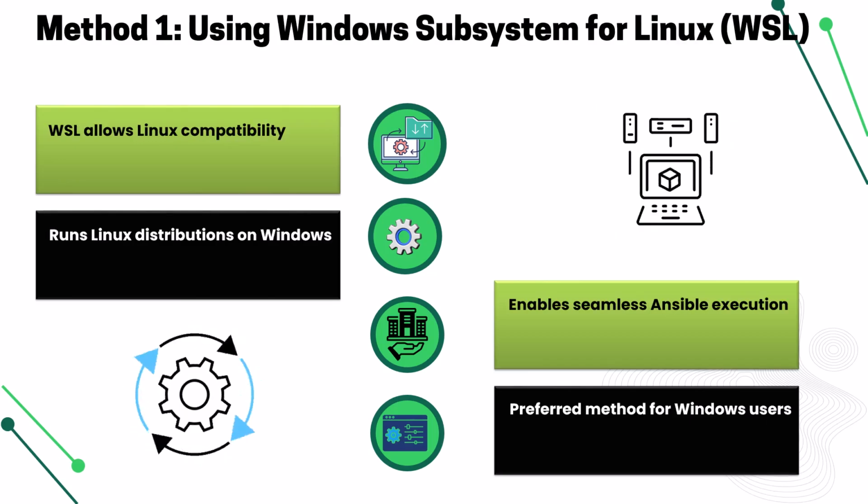WSL, Windows Subsystem for Linux, is our go-to method for running Ansible smoothly on Windows. It lets you run Linux commands as if your Windows machine had a secret Linux heart. With WSL, Ansible works seamlessly, making this approach a favorite.